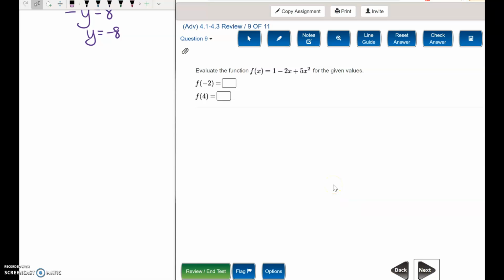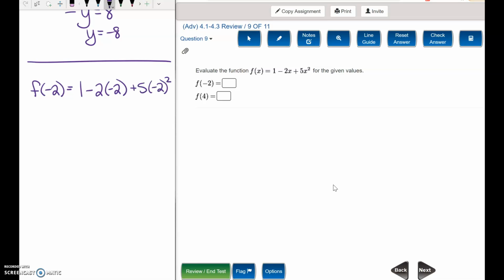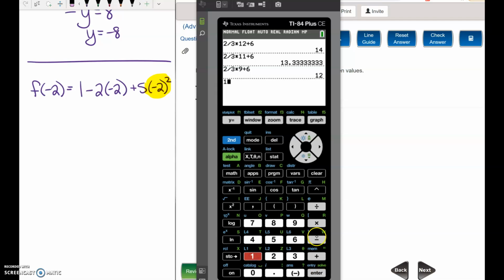Evaluate the function for the given values. This is where you're plugging it in. So f of -2 means plug in -2. 1 minus 2 times -2 plus 5 times -2 squared. I highly, highly recommend using parentheses for this instance right there. If you're plugging in a negative number, you need to put that negative number in parentheses so that if you have to do something like square it, your calculator does it correctly. If you use parentheses, you can just type this into your calculator: 1 minus 2 times -2 in parentheses, plus 5 parentheses, -2, close my parentheses, squared.